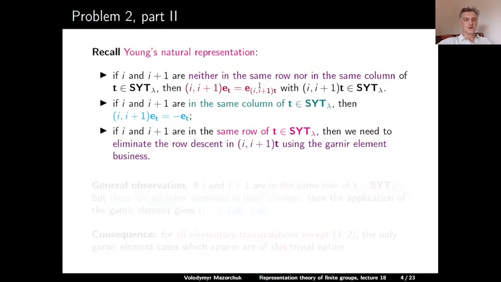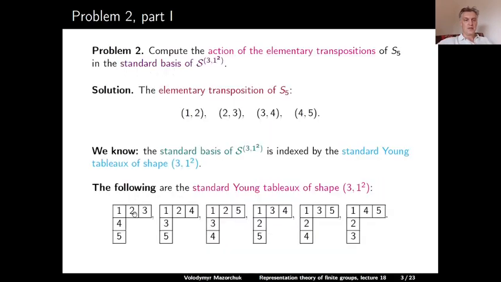So similarly for (3, 4), here 3 and 4 swap the first and the second basis vectors. So here it's minus 1 because they're in the same column. Then here 3 and 4 are in the same row, but this is a trivial Garnier case where we just put 1. So it's an eigenvector with eigenvalue 1. And here again, swapping 3 and 4 swaps the last 2 basis vectors.